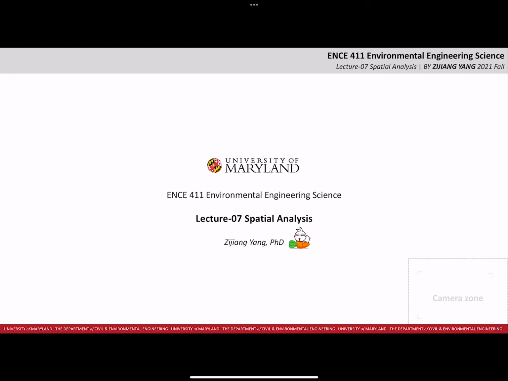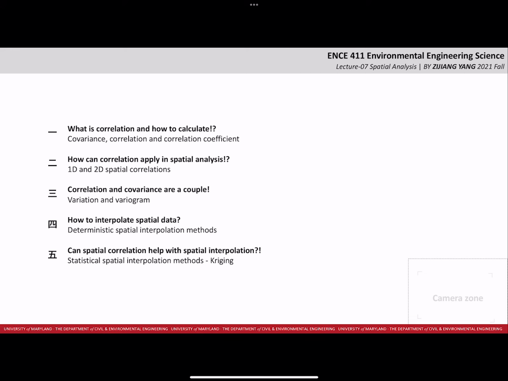Okay, so today we are going to talk about spatial analysis. And so here we have mainly 5 points. Okay, we have 5 points.